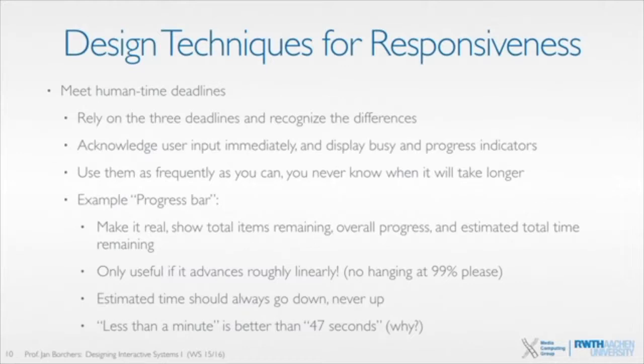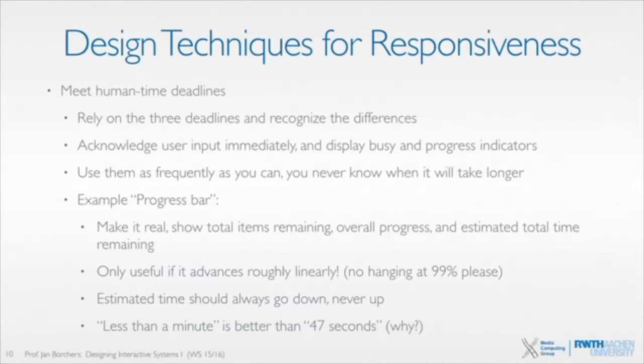I recommend taking a look at Jeff's book, that chapter on responsiveness, and read up on it to see more examples and get more detail about this. The design techniques for responsiveness are really not that hard. It basically says meet the human deadlines. So make sure that you match those human time deadlines. The three deadlines, recognize the differences between them. When does which deadline apply? When does which deadline become important to you?